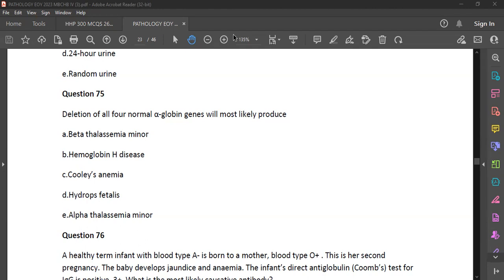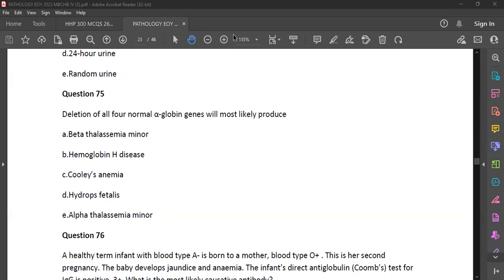Hemoglobin H will result in a severe hemolytic anemia. Then we talked about if it's two, you're going to have an alpha thalassemia minor, and this will present as a microcytic hypochromic anemia. Cooley's anemia happens with beta thalassemias.